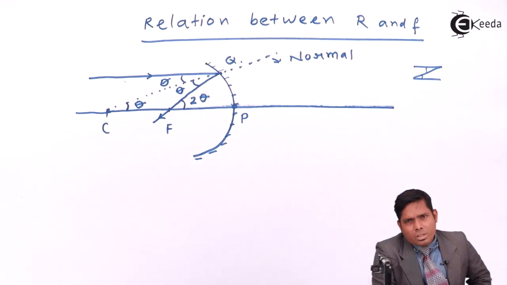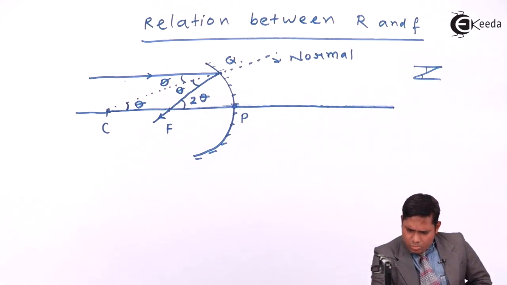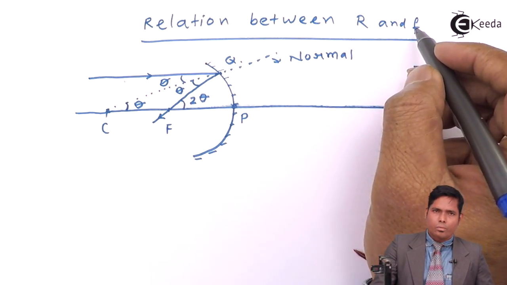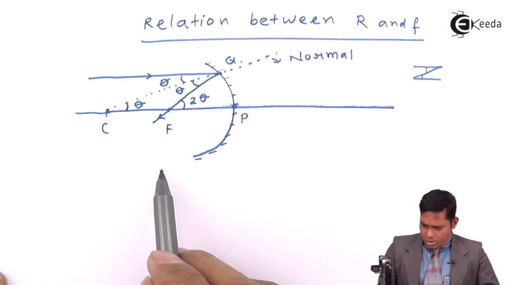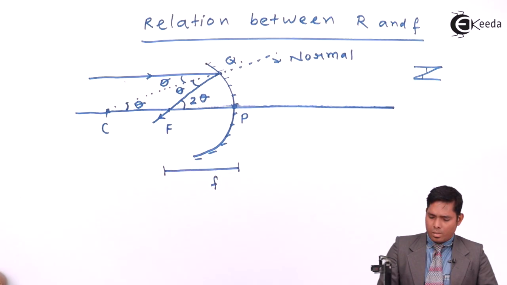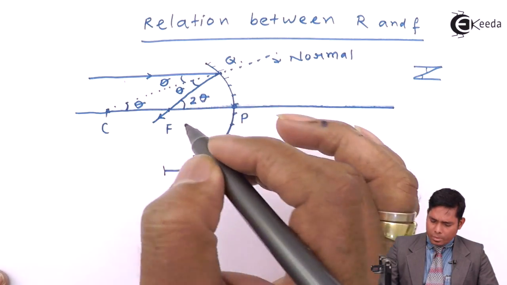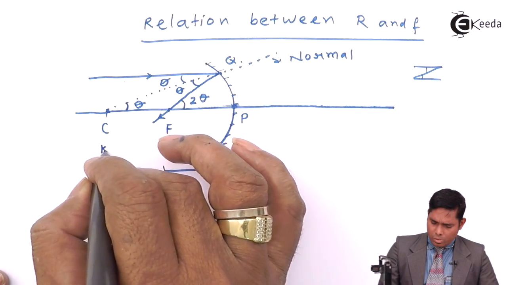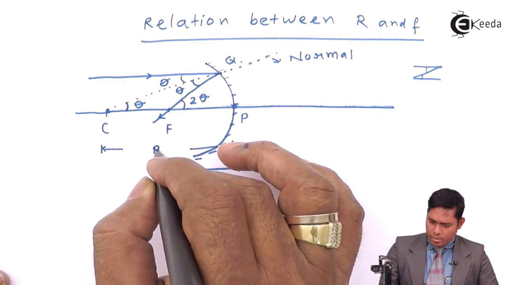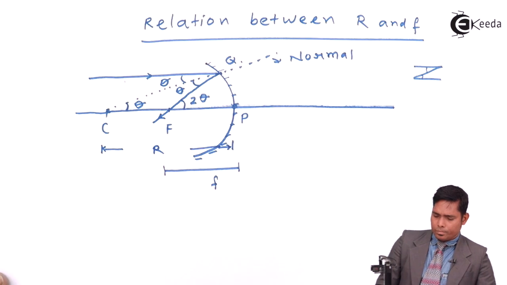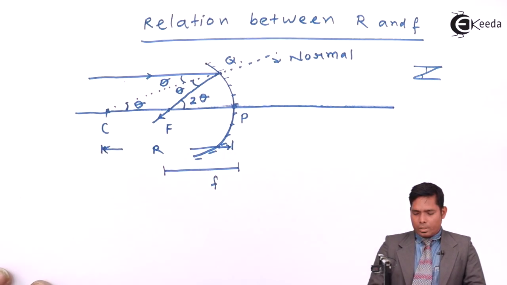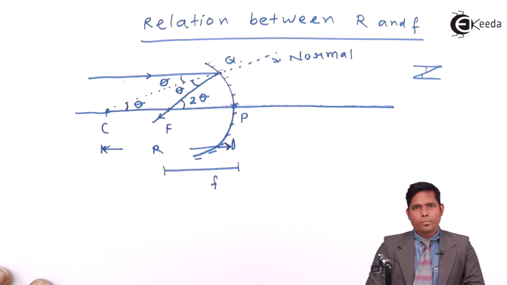Now, what is our aim? Our aim is to establish relations, how this R, the radius of curvature, is related to the focal length. So this distance from here to here is the focal length, and this distance from here to here is known as the radius of curvature. From here and here is another radius of curvature.